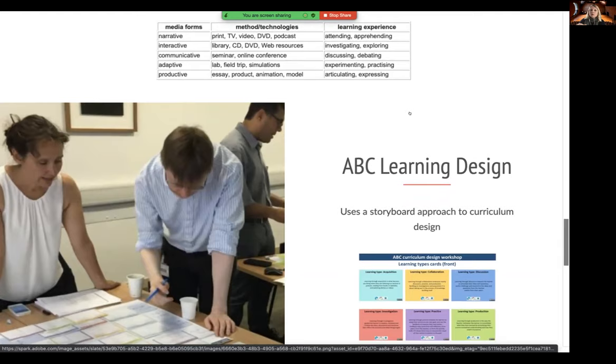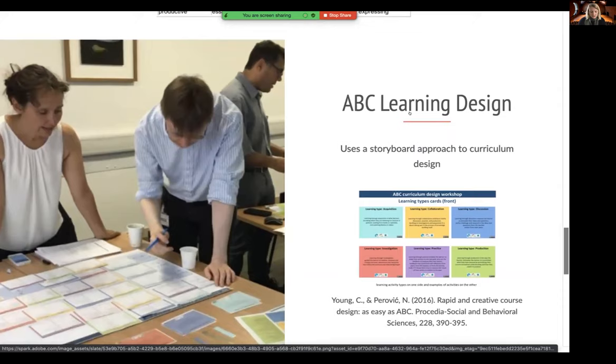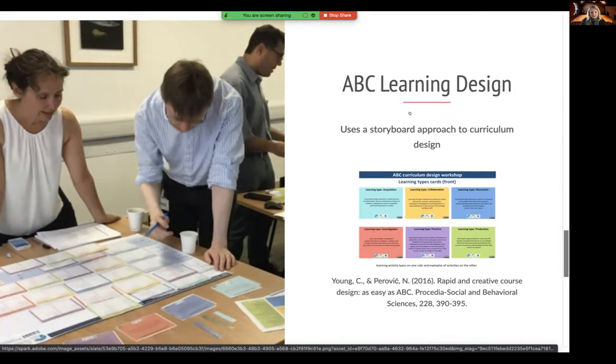So the ABC learning design is actually a type of curriculum design framework that's built on the conversational framework. And it uses a storyboard approach to curriculum design. Laurillard, I think, is at UCL in the UK, and I think the ABC Learning Design creators are also at UCL, and they have a 90-minute workshop that you can do. It's very paper-based, but you can see from the picture there that they use these learning cards. They have a storyboard approach where they get people to map out the course and then the different learning types and then the different activities that they want people to try within each of those learning types with the cards.